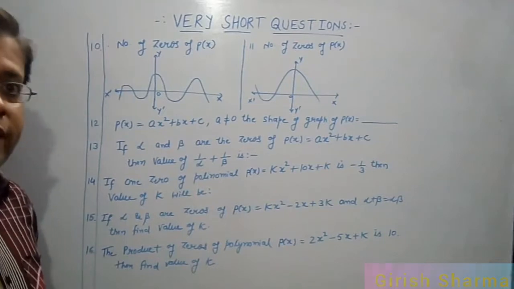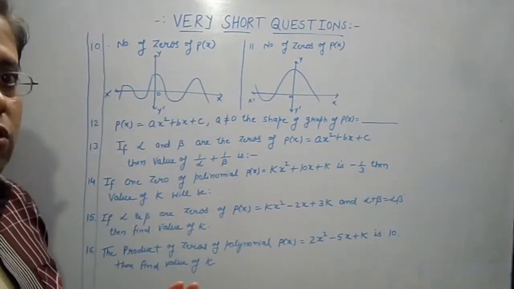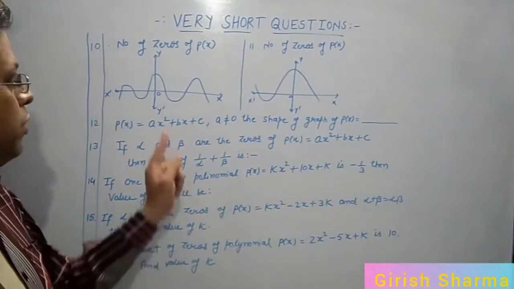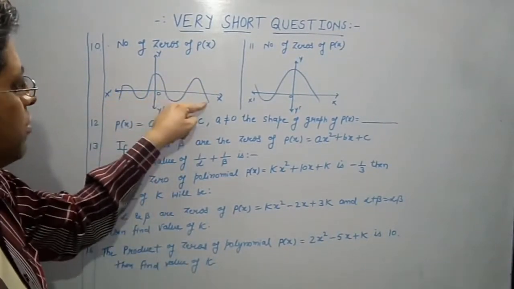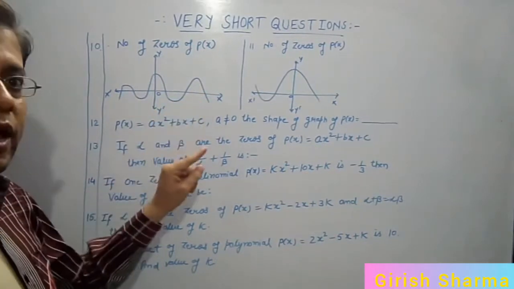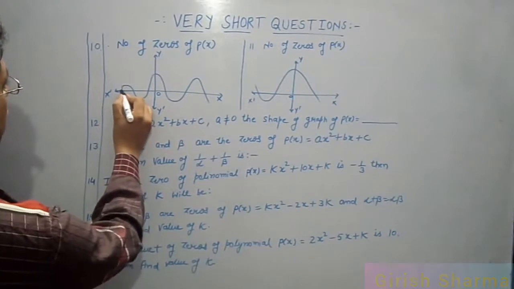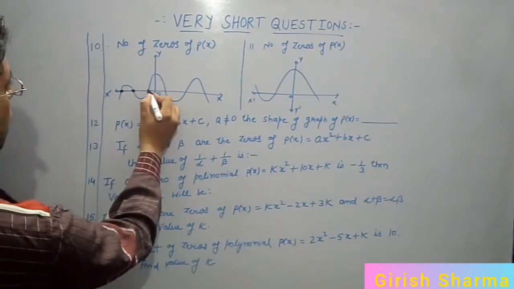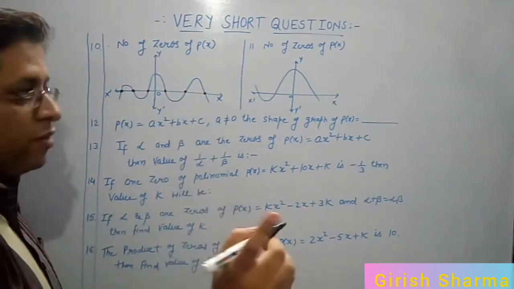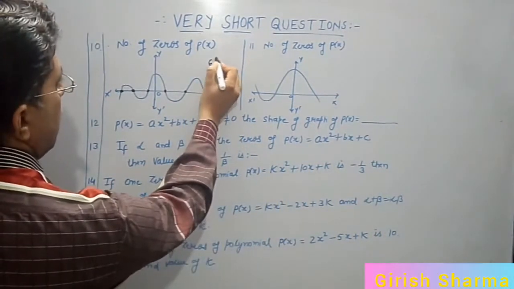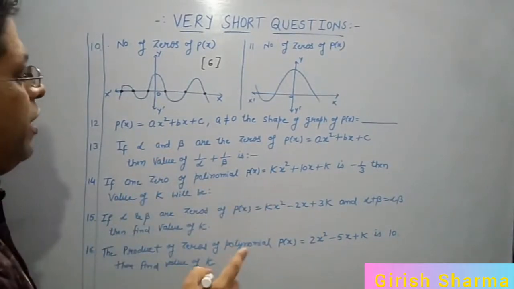On question number 10. Number of zeros of p(x). Okay, how can we find the number of zeros? You have to see the graph of p(x), this curve p(x), how many times it intersects the x-axis. Let us count. 1, 2, 3, 4, 5, 6. 6 times. The number of zeros are 6.